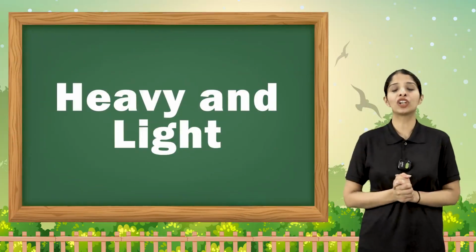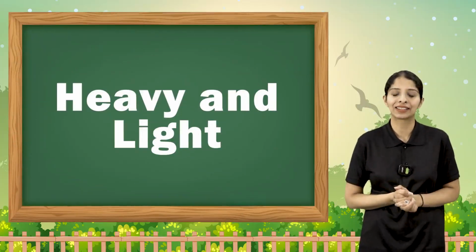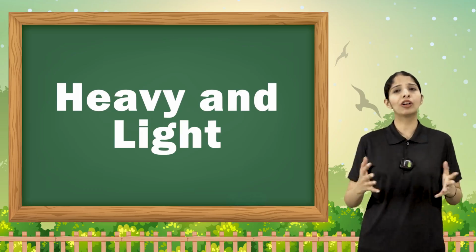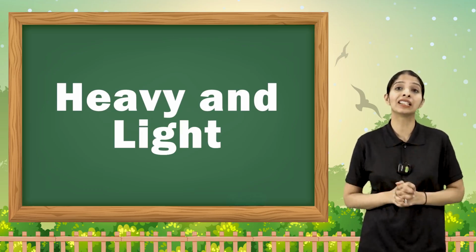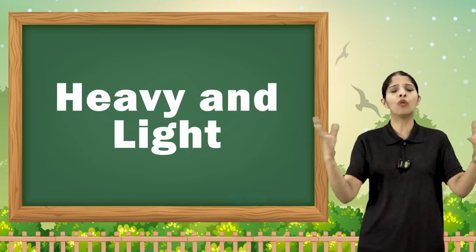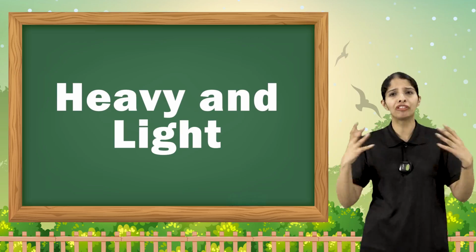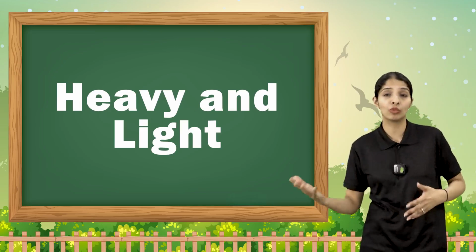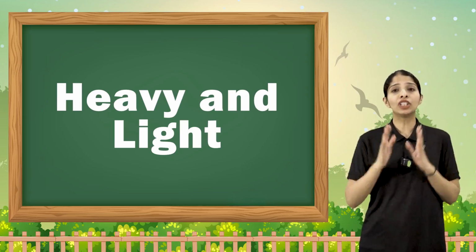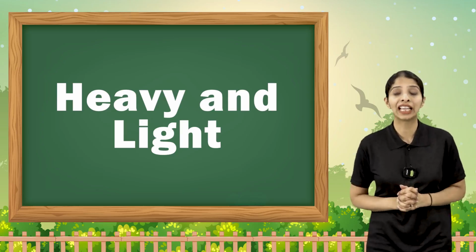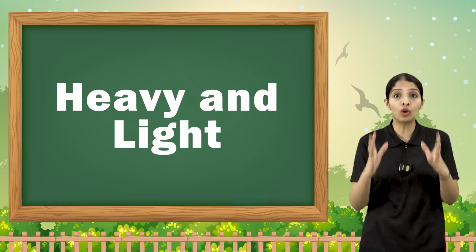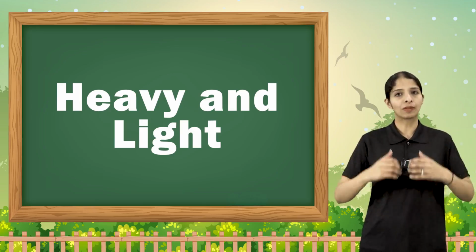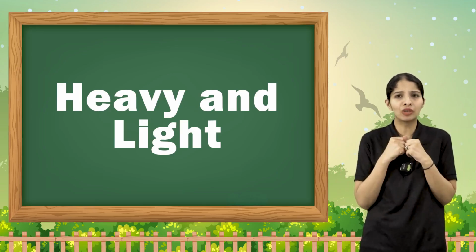Children, the chapter for today's session is heavy and light. In the previous session, we talked about the pre-number concepts. Pre-number concepts help you to develop an understanding of comparisons, how we can compare different objects in different terms. Like on the basis of height, we can compare things. On the basis of weight, we can compare things. So in today's session, we'll talk about heavy and light, where we are comparing two objects in terms of their weight. If an object has more weight, then it would be difficult to carry.